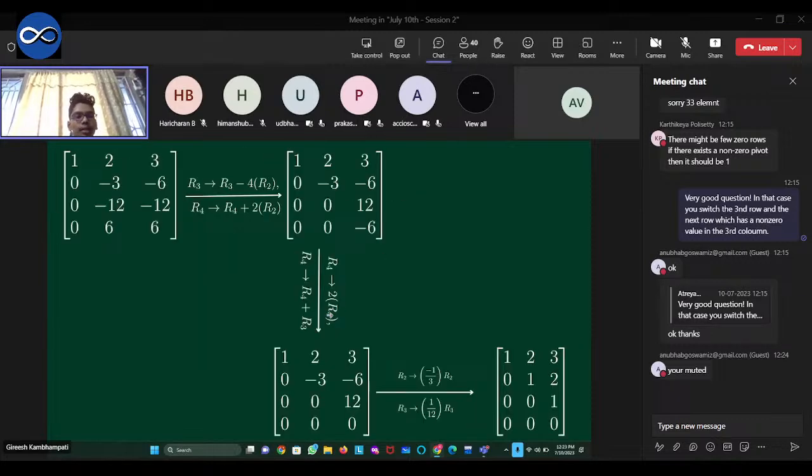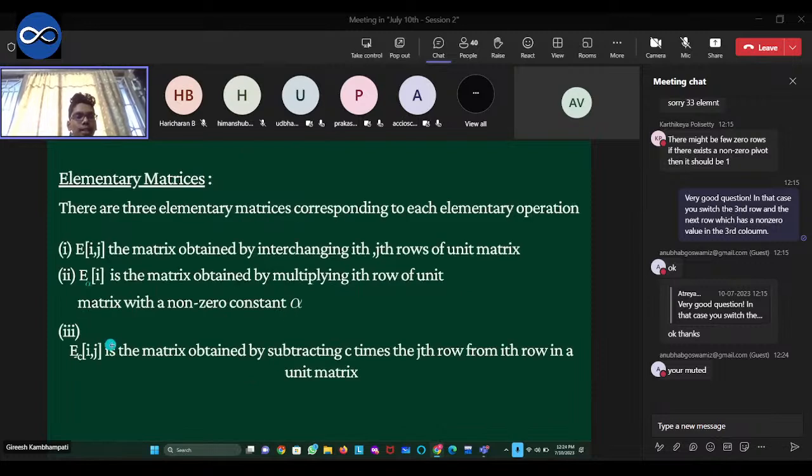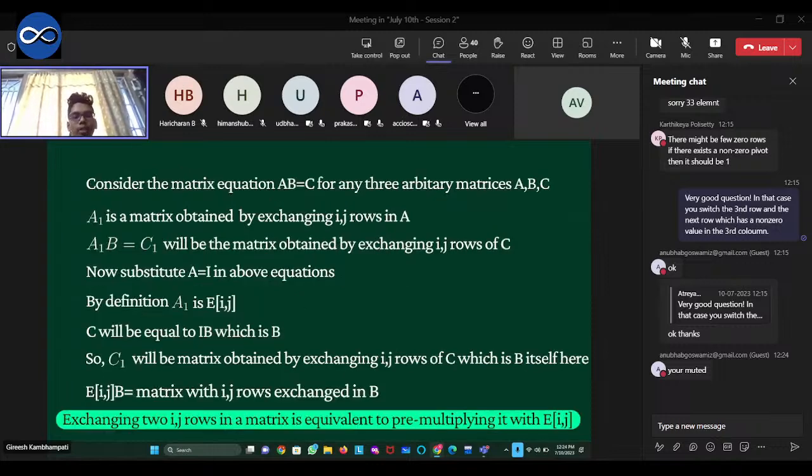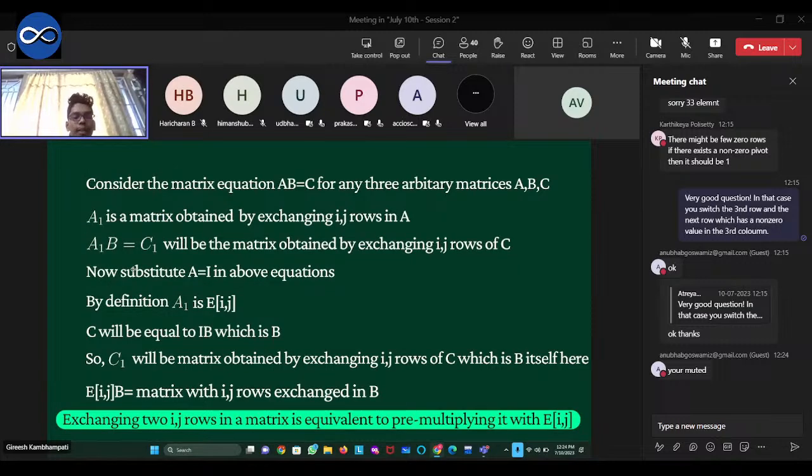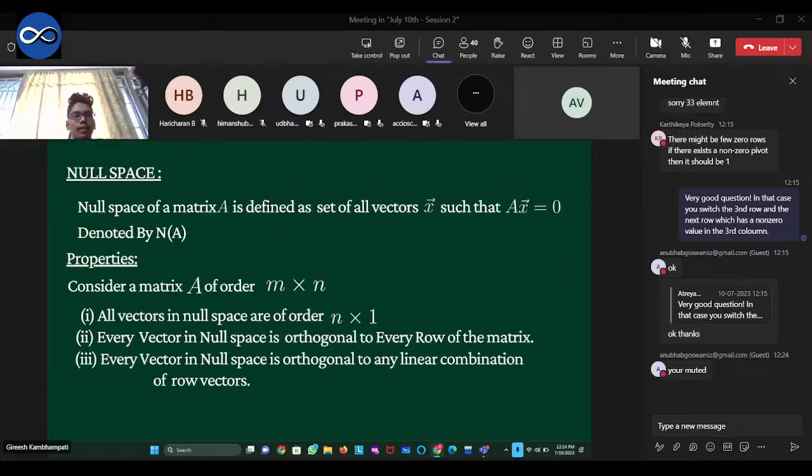This can be done just by multiplying with E minus alpha ij, where the row operation is applied on I and then multiplied with B, like I into B is equal to B. If we want to apply an operation on B, we will not apply it directly on B. We will apply it on I and multiply that matrix with B. If we want to interchange rows, we will interchange the rows of I and multiply that matrix with B. That matrix will be Eij. Multiplying Eij with B will interchange the rows of B.